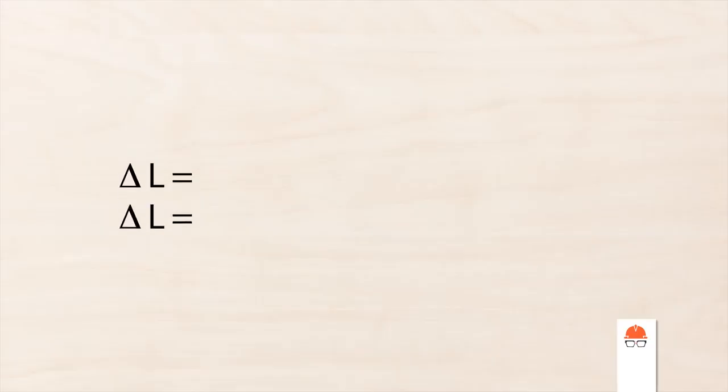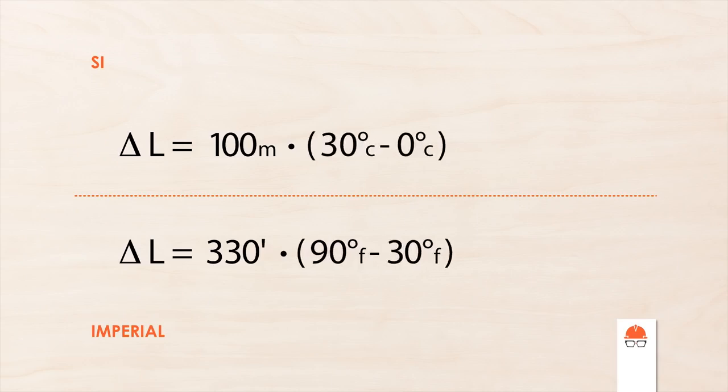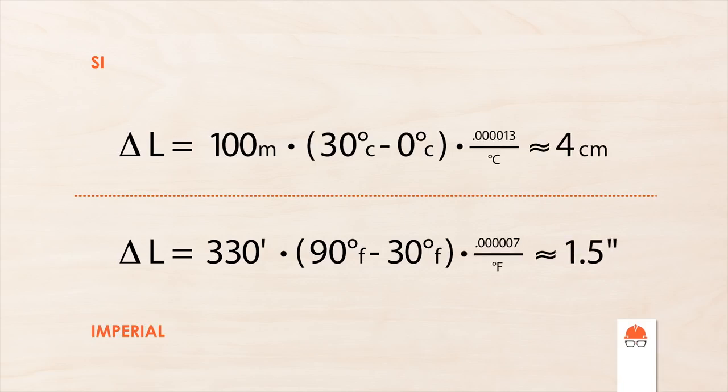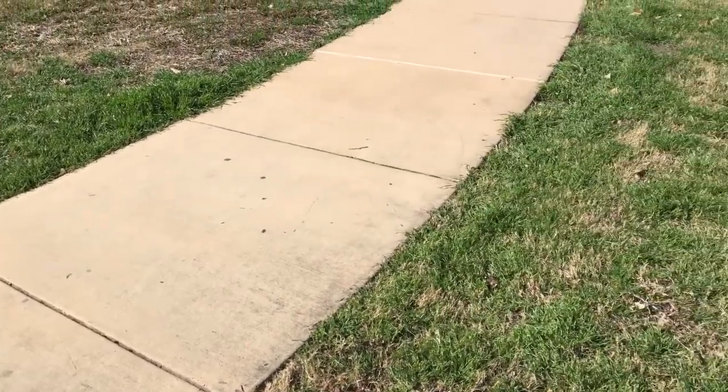Let's look back at our formula and plug in some numbers for a very typical situation. If we enter values for the average length of a city block, the average high and low temperatures in a given year, and the thermal expansion coefficient for concrete, we can see the total movement of a sidewalk over the course of a year can be upwards of 4 centimeters or 1.5 inches. Obviously, you can't leave a gap in the sidewalk that big at the end of every block, so instead, we leave small gaps spaced every so often to accommodate that movement.